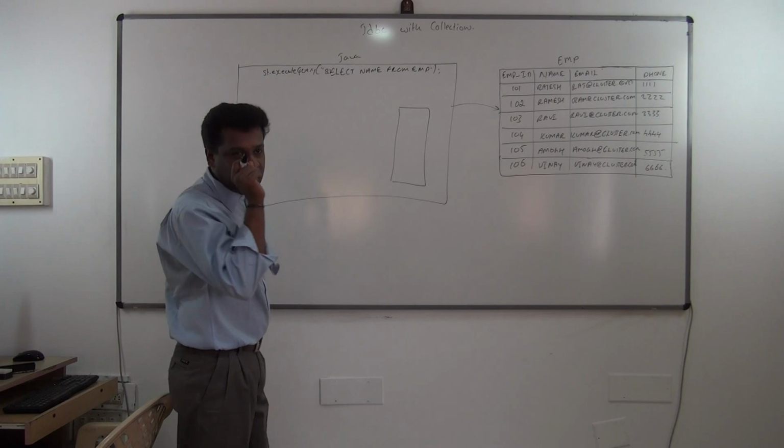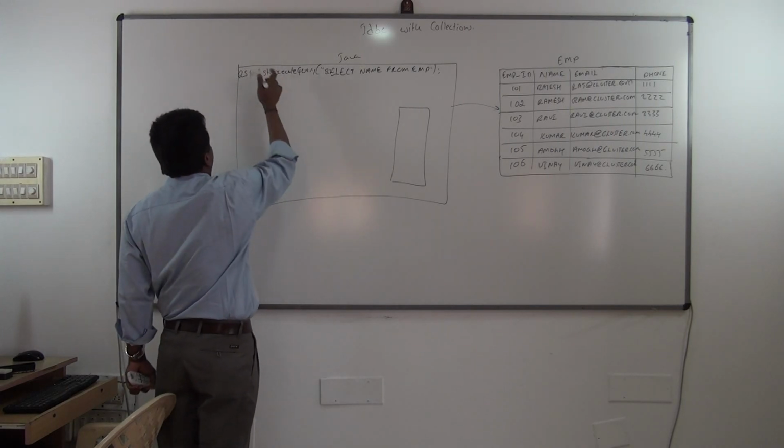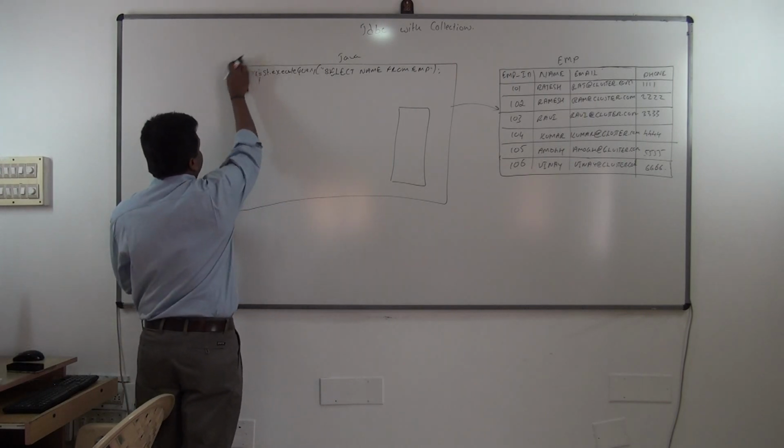That's it. You want only the name column. Why do you want other values? Return type would be what? Result set rs. Result set rs. You getting it now?